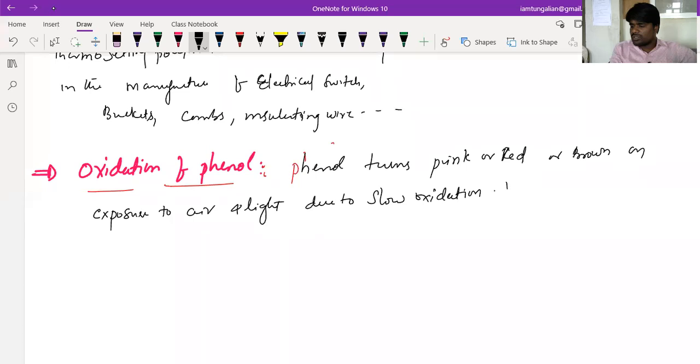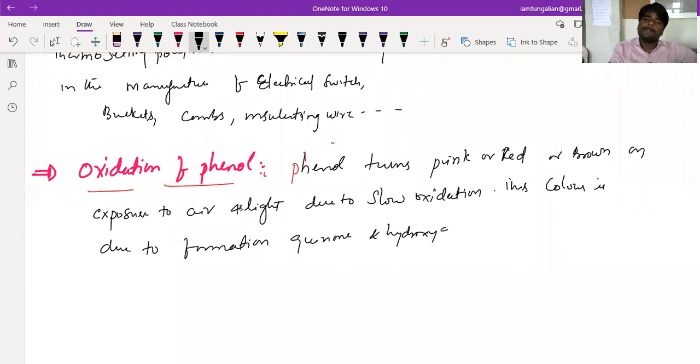This color change is due to the formation of quinone and hydroxyquinone, which are basically quinones. It is because of the formation of quinone that we can see the color. So what happens here? What happens if you look at it?